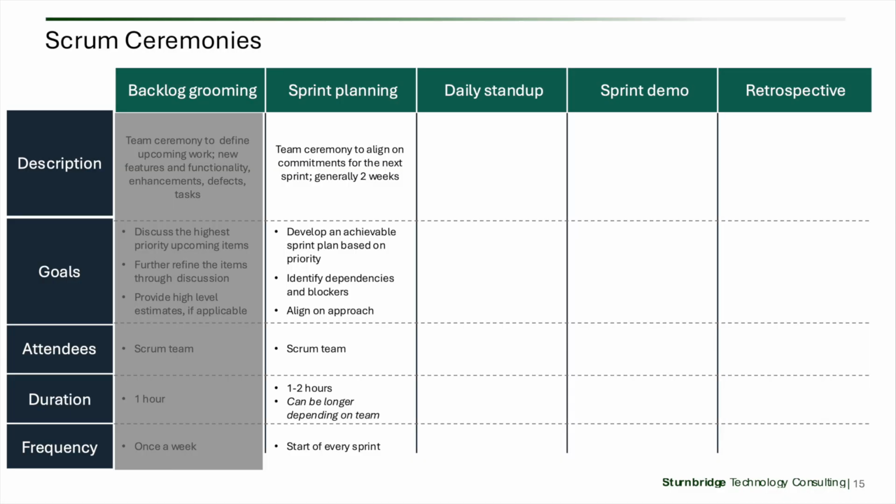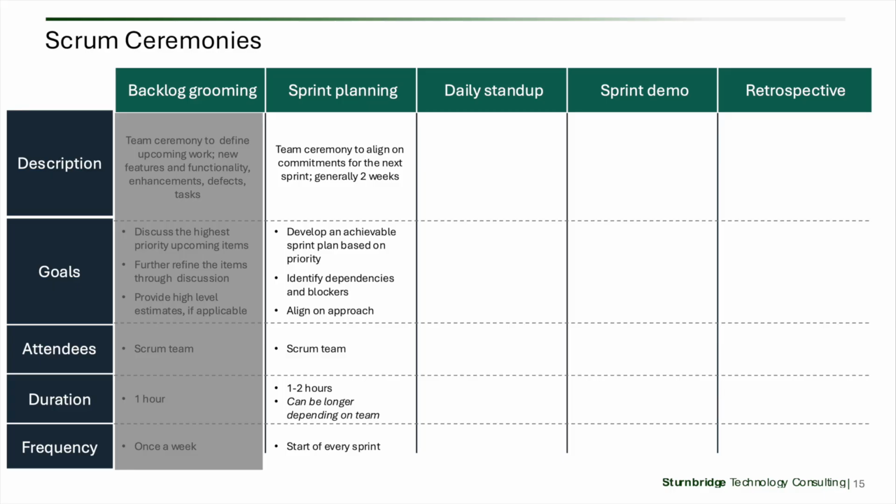Sprint planning. Sprint planning is a team ceremony to align on the commitments and tasks needed to be completed in the next sprint. In Scrum, this usually means 2 weeks, but is not always. It could be 3 weeks or sometimes even a month, but the industry standard is generally 2 weeks. The sprint planning is what kicks off the sprint.